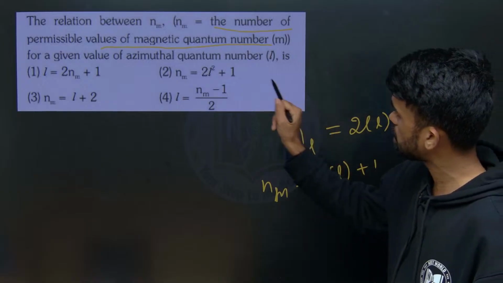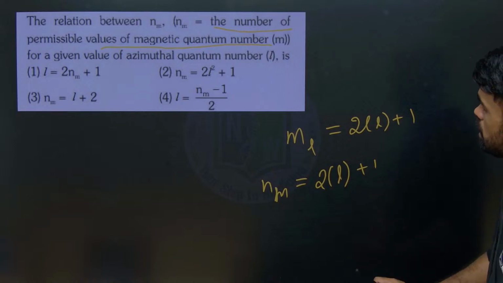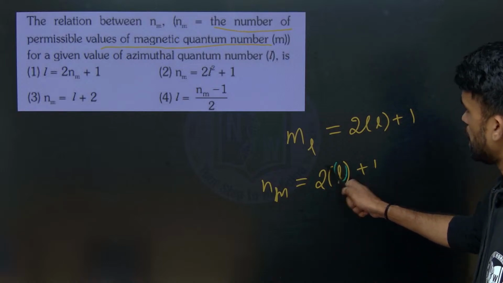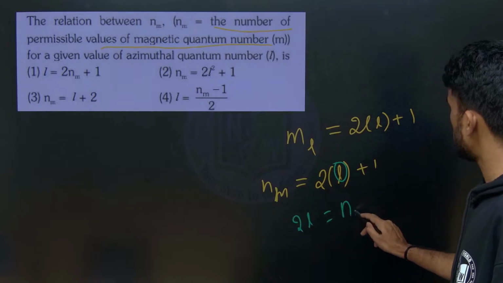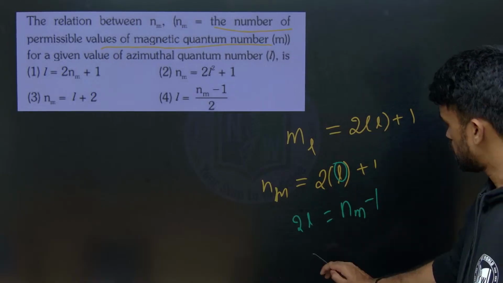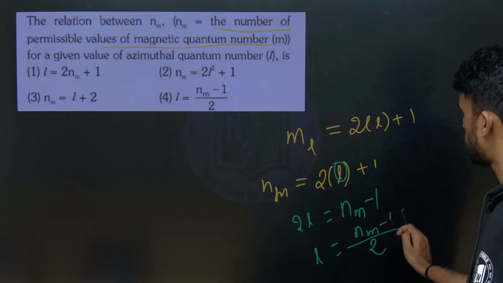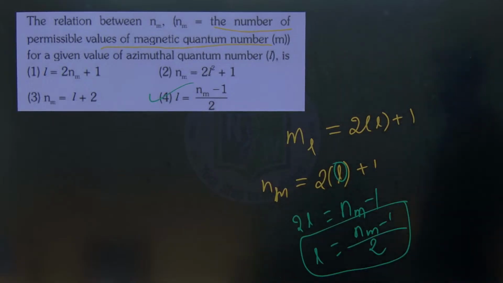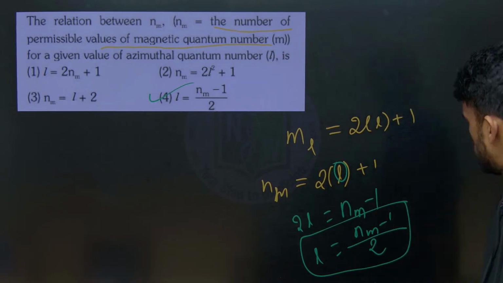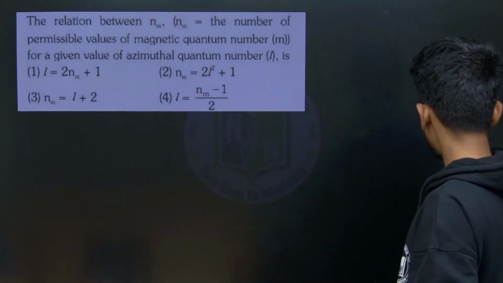Do we have any relation like this? No relation is mentioned in this format, so we need to convert it into some other form in terms of L. So I can write 2L equals nm minus 1, then L becomes (nm minus 1) by 2. This is the proper relation, which is there in option 4. I hope it is clear without any confusion. Yes, next, done.